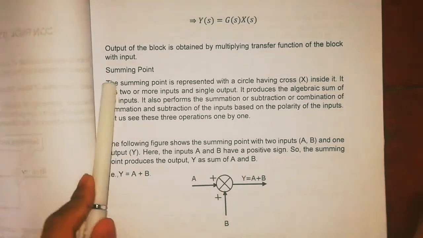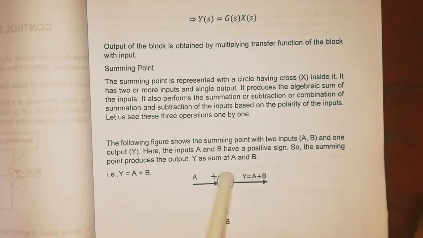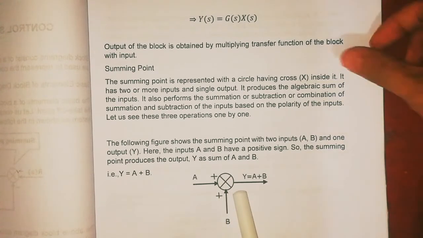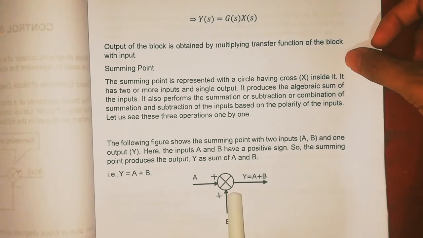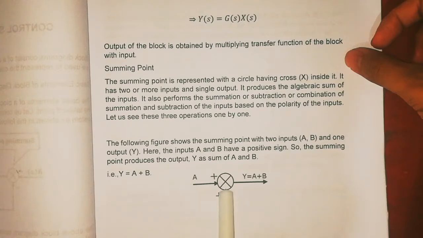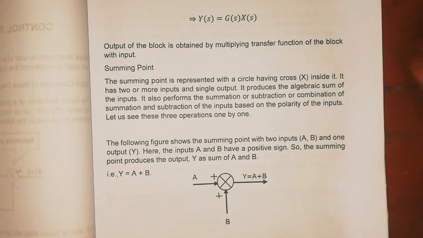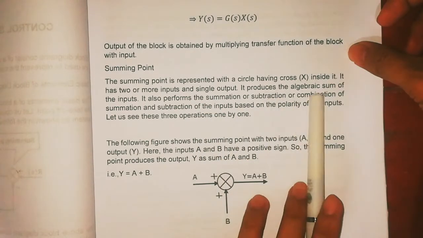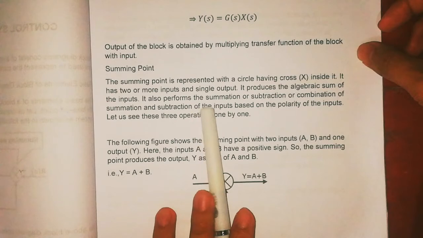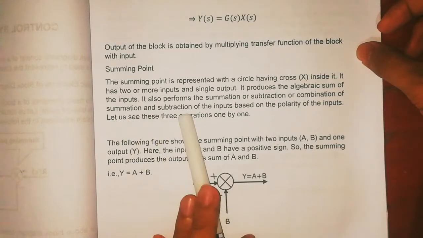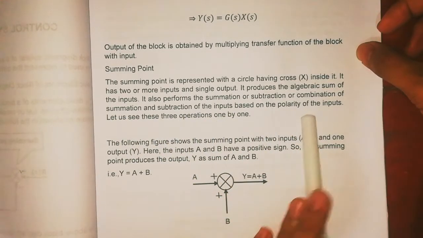So ang summing point, so ito yung summing point. The summing point is represented by a circle having a cross X. Inside it has two or more inputs and single output. So ang summing point is meron siyang multiple na input. So ayan, multiple input, then single output, so isa lang. It produces the algebraic sum of the inputs. It also performs the summation or subtraction or combination of summation and subtraction of the inputs based on the polarity of the inputs.